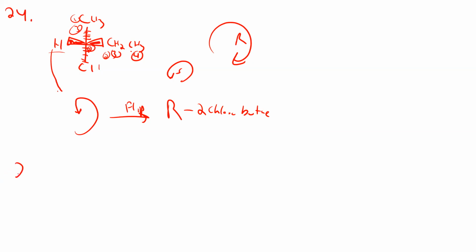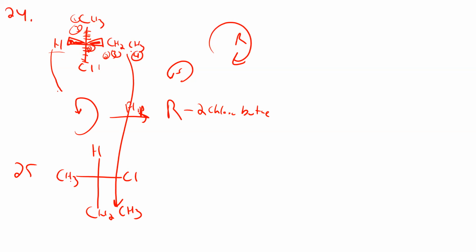So 25 is kind of similar. It's R-2-chlorobutane, and what they did was they flipped the structure on you. So you're just going to have to rotate this structure. They put the CH3 group here, you're going to have to flip that hydrogen there. This chlorine is going to go here, and this CH3 group is going to go here.